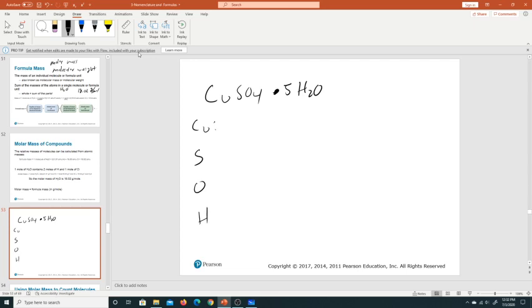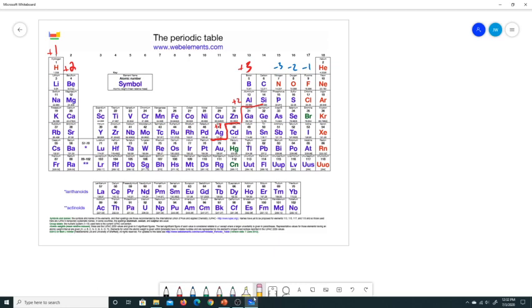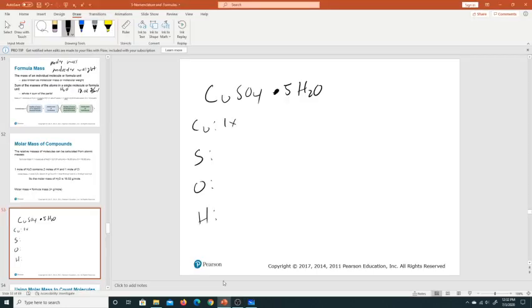You can do this a couple different ways. I'm just going to break them down this way. Doesn't make any difference really. So it's 1 times copper. Copper, I believe, is 63 and point something. Copper's right here. It's atomic number 29. So that's 63.55 grams per mole. We have 1 sulfur. So 1 times 32.06 grams per mole. Now what about the oxygens?